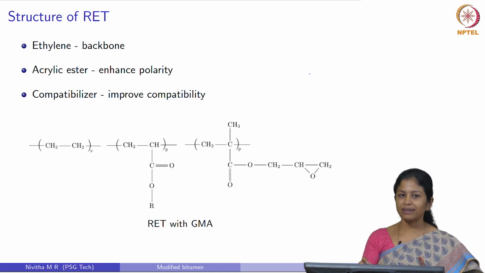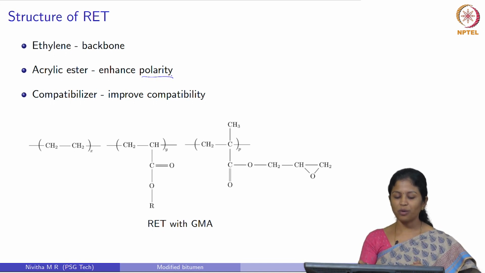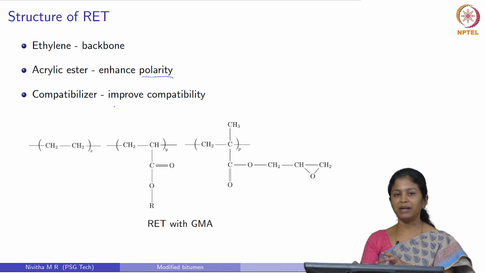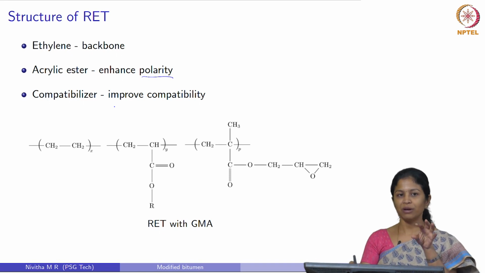Then we have an acrylic ester. It can be butyl acrylate or any other acrylic ester. It is to improve again the polarity of the modifier. And then we also have a compatibilizer to improve the compatibility. This compatibilizer will try to form some compounds which is added to bitumen, right.